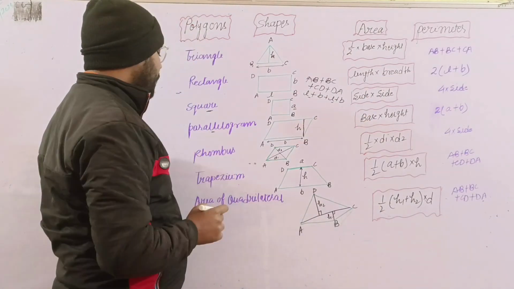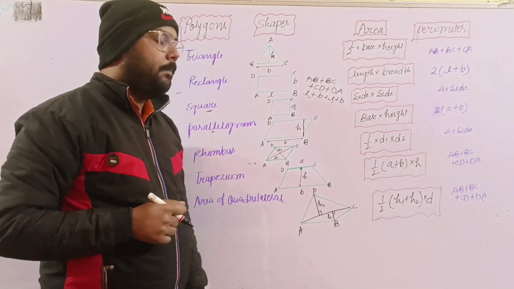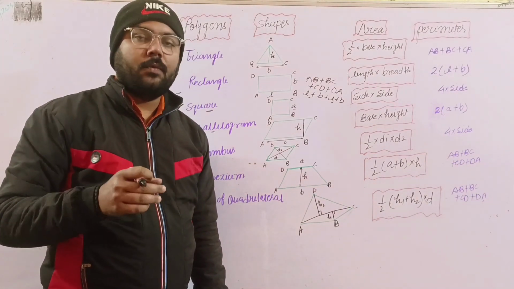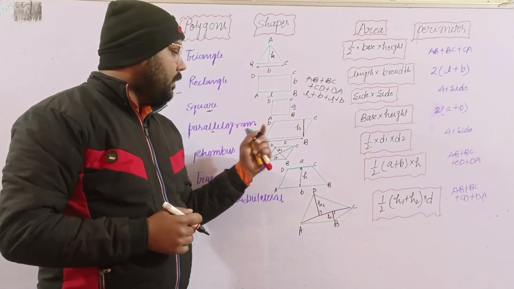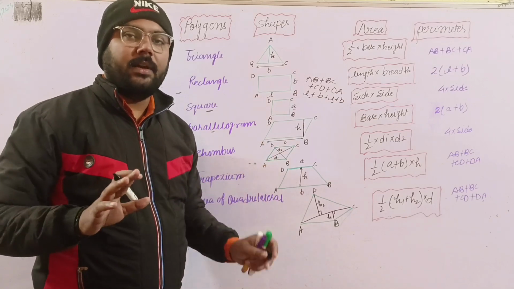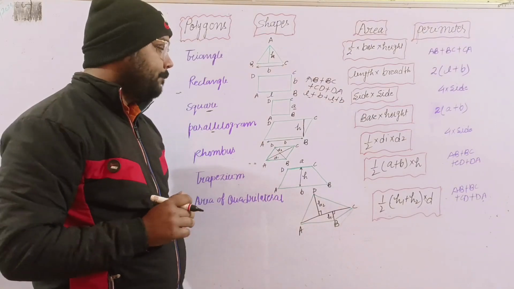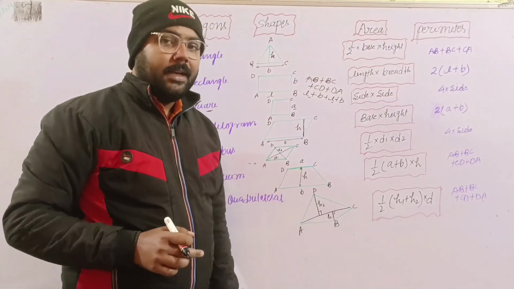And area of the square is equal to side into side. Now coming on, next one is parallelogram. And what is a parallelogram? Parallelogram is also a closed figure of four sides in which opposite sides are equal and parallel. But here you can see, the vertex angle will not necessarily be 90 degrees. So here you can see ABCD is a parallelogram.